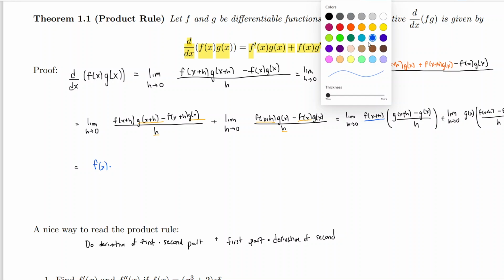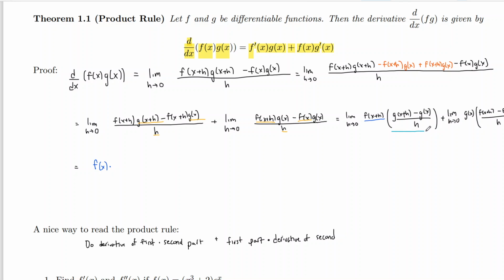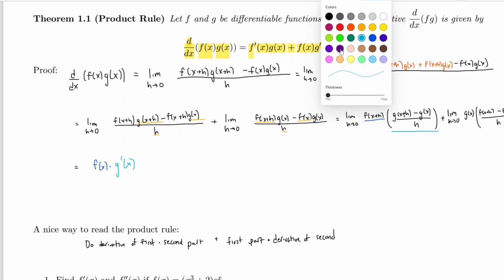Now, what happens if I do the limit as h goes to 0 of the thing in the parentheses? Because with limits, I can just do the limit of each part when I multiply. So I can do the limit of this part, which was f of x. What's the limit of this thing as h goes to 0? Well, that's the definition of the derivative of g, so it's g prime of x. Right, that's why the limit is so important.